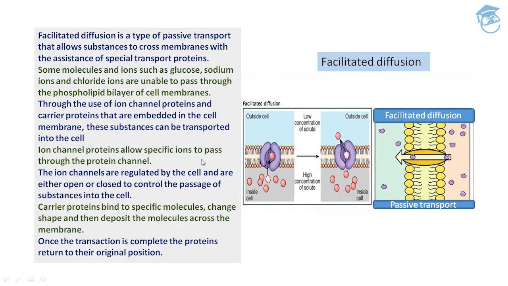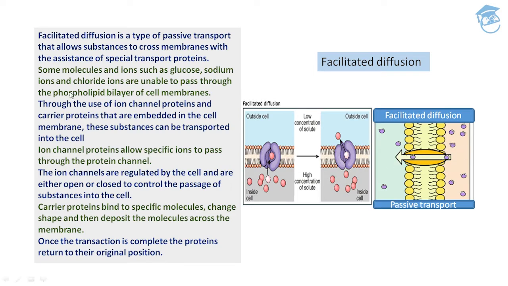Now we'll talk about facilitated diffusion, students. Facilitated diffusion is a type of passive transport that allows substances to cross the membrane with the assistance of special transport proteins. These are the transport proteins which are embedded in the plasma membrane. Some molecules and ions such as glucose, sodium ions and chloride ions are unable to pass through the phospholipid bilayer of the cell membrane. The cell membrane or plasma membrane is made up of a phospholipid bilayer.